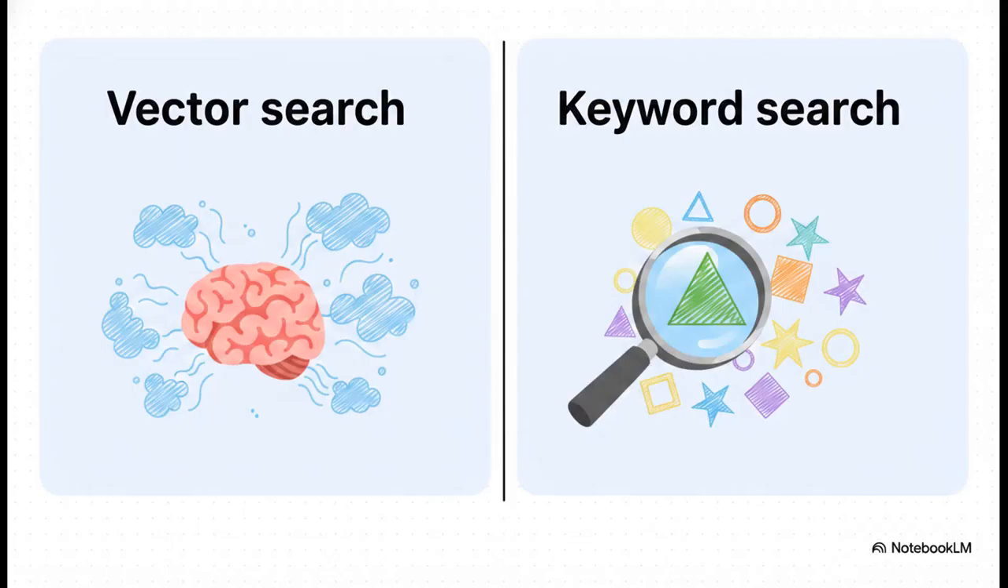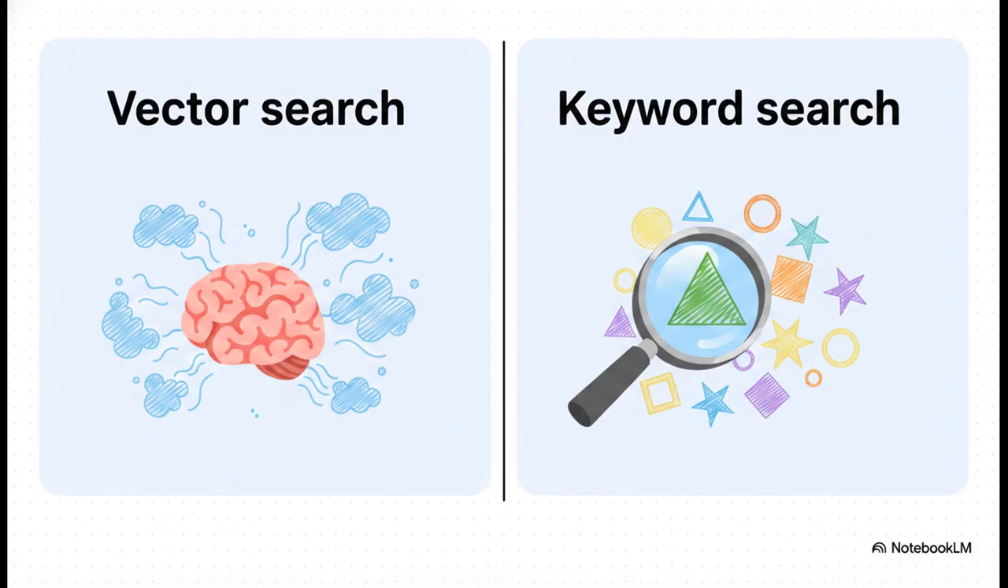The big challenge with search is that you've basically got two main approaches, and honestly, both of them have some pretty major flaws on their own. On the one hand, you have vector search. It is fantastic for understanding the general vibe of a query, the semantic meaning, but it can be absolutely terrible at finding exact keywords.